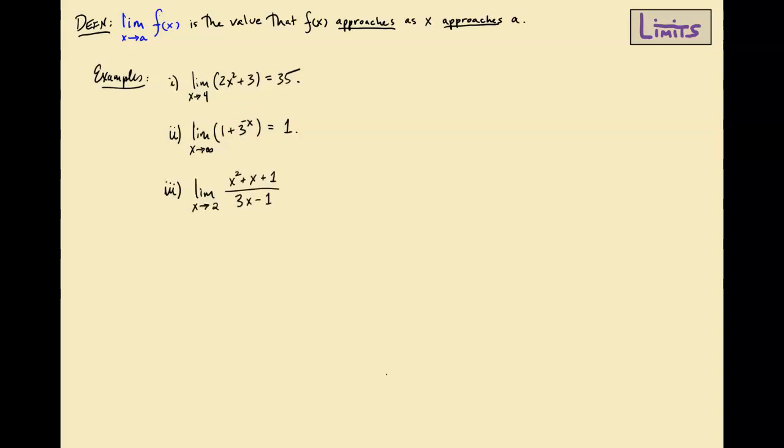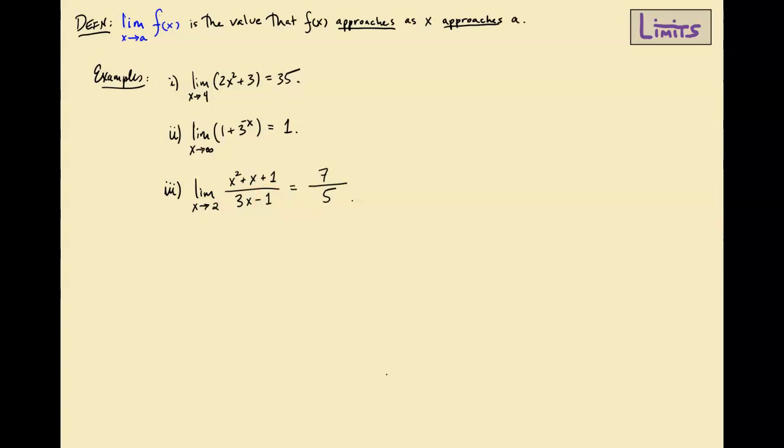Example 3. The limit of this rational function as x approaches 2. What's that going to be? As x approaches 2, what happens to the numerator? Well, this piece approaches 4, this piece approaches 2, and this piece just stays put at 1. So their sum is going to be 4 plus 2 plus 1, which is 7. What about downstairs? As x approaches 2, this term approaches 6, and the minus 1 just sits there. So the bottom is approaching 5, and that's that.